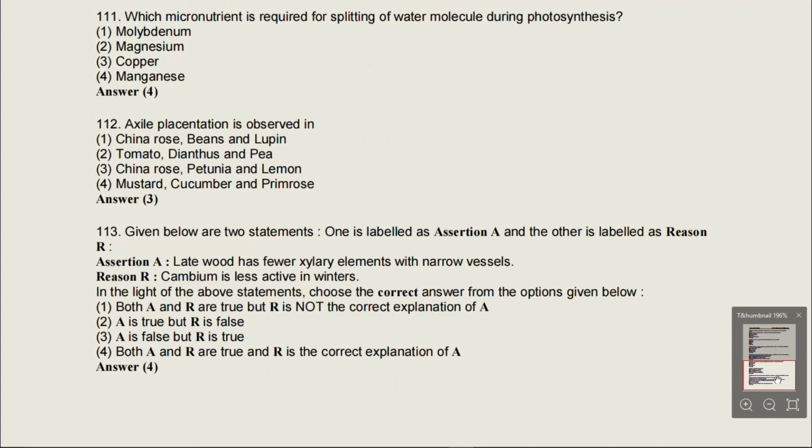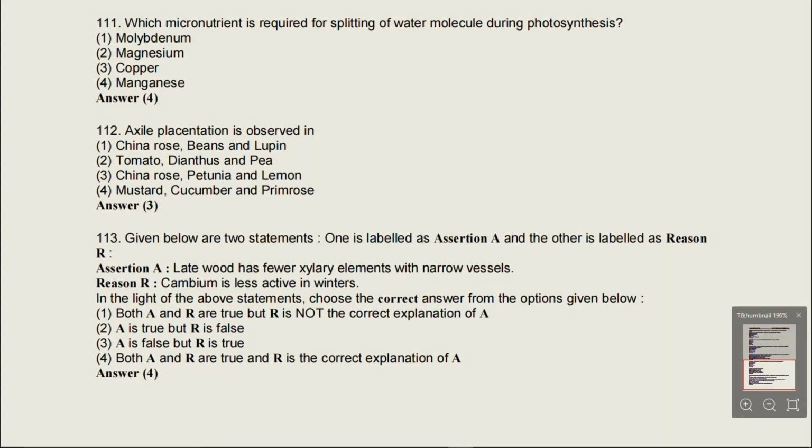This question is taken from Unit 6 Reproduction, Chapter 1 Sexual Reproduction in Flowering Plants. Axial placentation refers to the arrangement of the placenta at the central axis of the ovary. This pattern can be observed in plants like China rose, petunia, lemon and tomato.